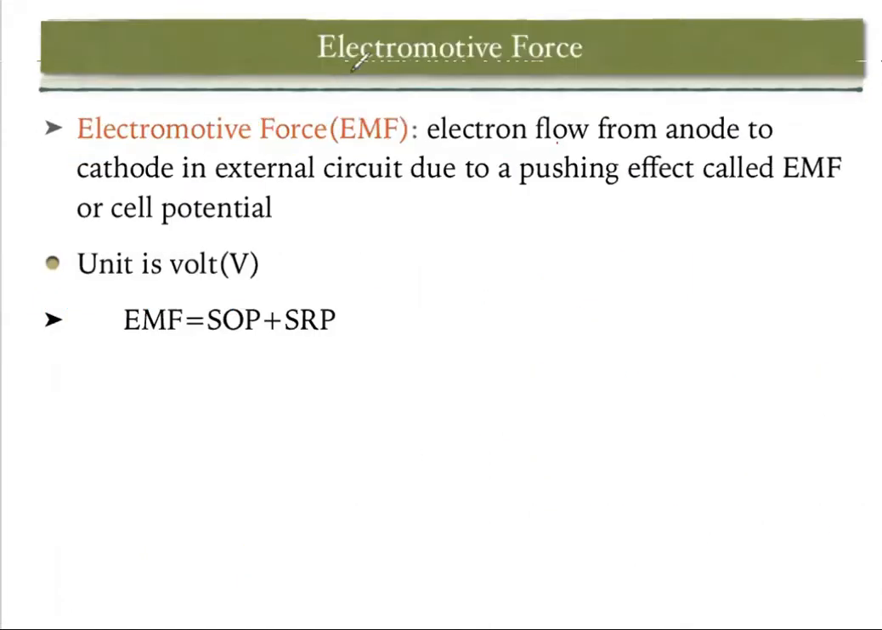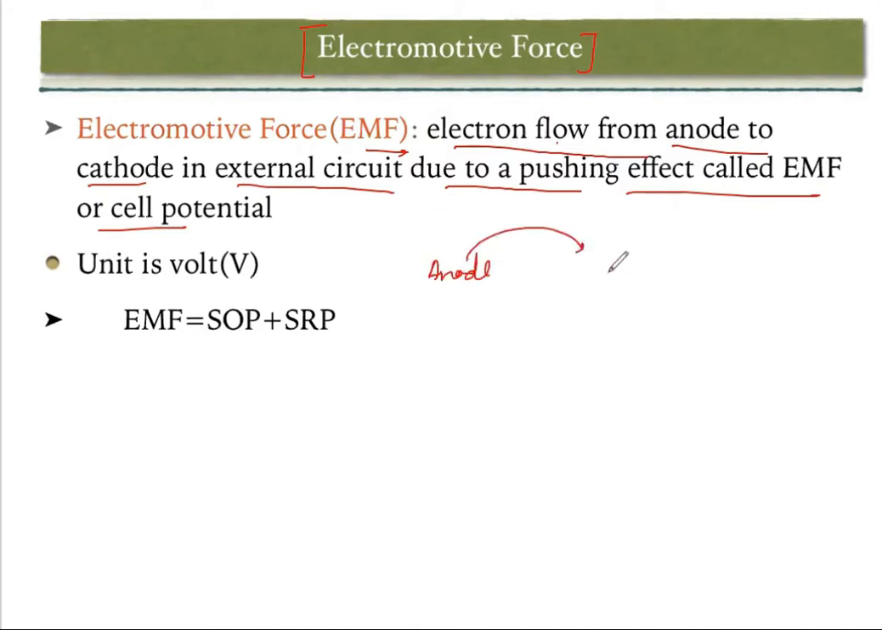Okay. So next we'll discuss electromotive force. So let us now understand what the statement says. The statement says that electrons flow from anode to cathode in the external circuit due to a pushing effect called EMF. As we have discussed in the earlier slides, electrons are being pushed from anode to cathode. So the driving force which pushes these electrons is called the electromotive force. And its unit is volt.